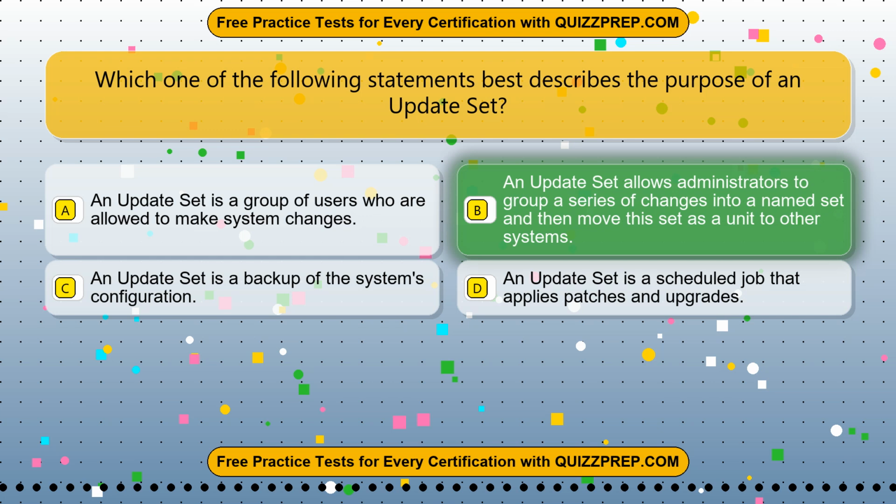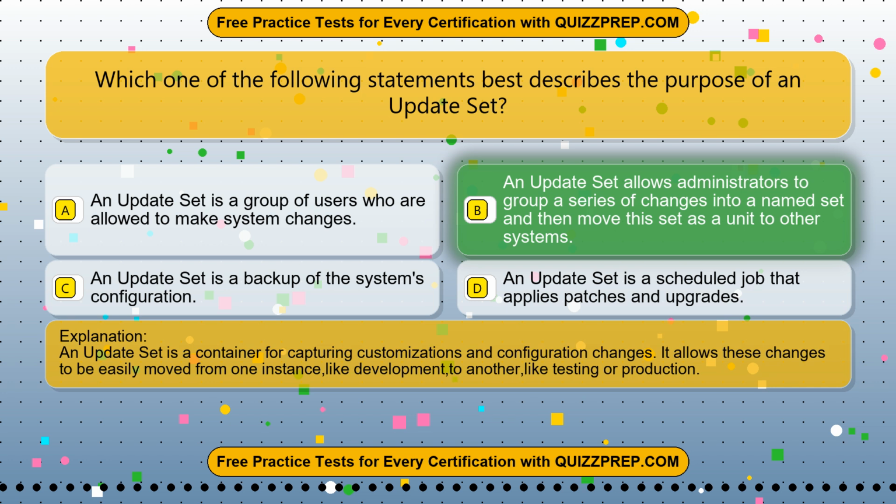The correct answer is option B. An update set allows administrators to group a series of changes into a named set and then move the set as a unit to other systems. An update set is a container for capturing customizations and configuration changes. It allows these changes to be easily moved from one instance, like development, to another, like testing or production.